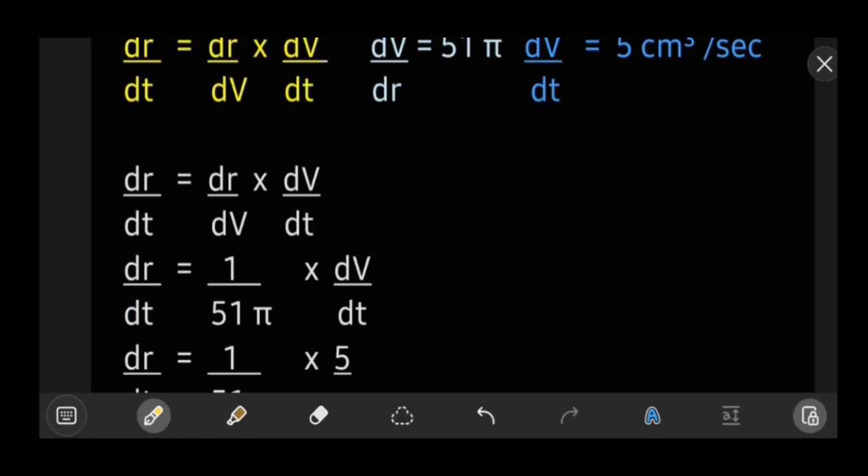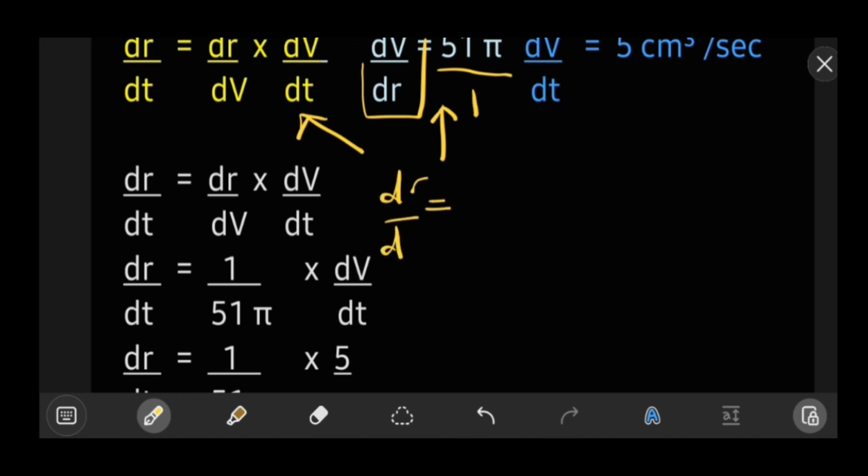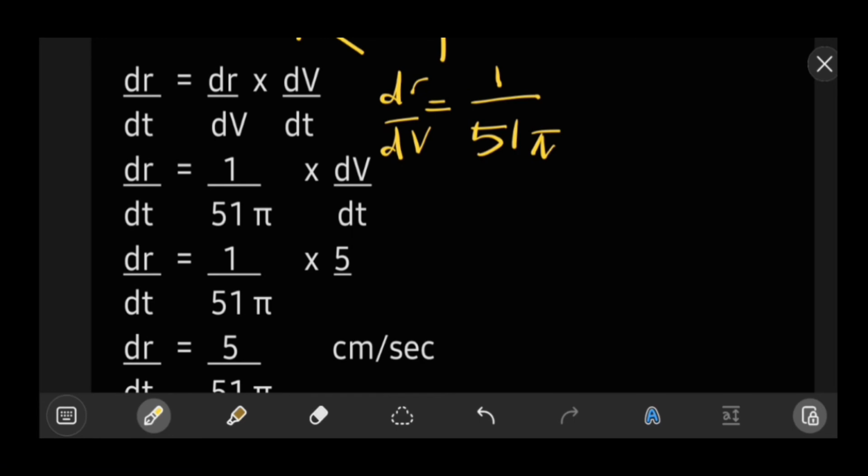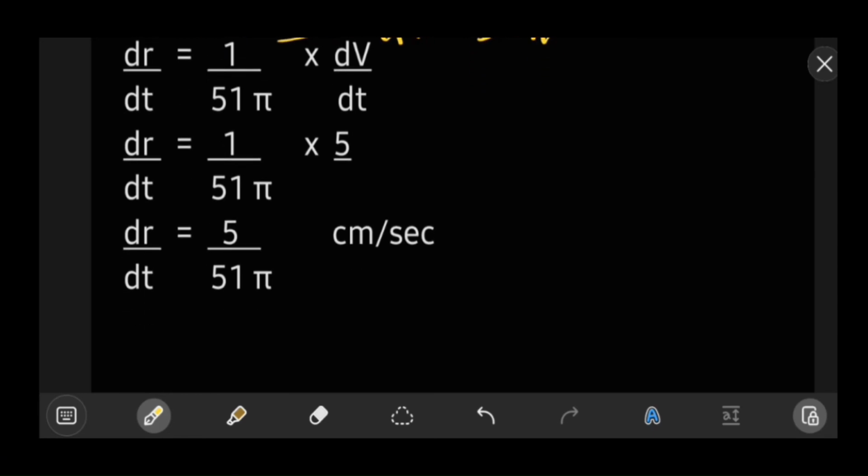Finally, we can include it in the equation that we made first. This one, dr over dt. What we have done above, we've got dV over dr. So, in order to get dr over dV, we need to flip it over. Because this is 51 pi over 1, when we get dr over dV, we will get 1 over 51 pi. Substitute the dr over dV and dV over dt from the question. We can get 5 over 51 pi centimeter per second.